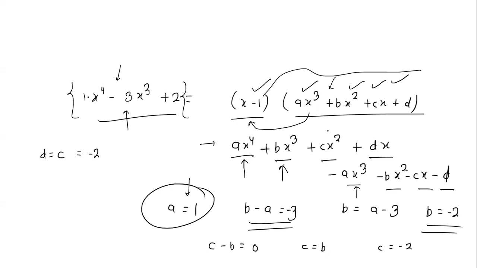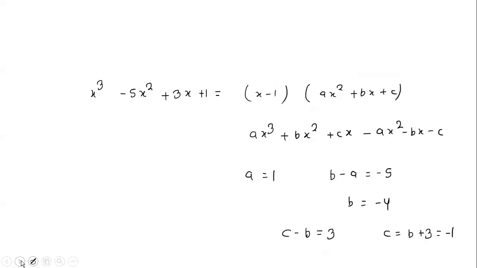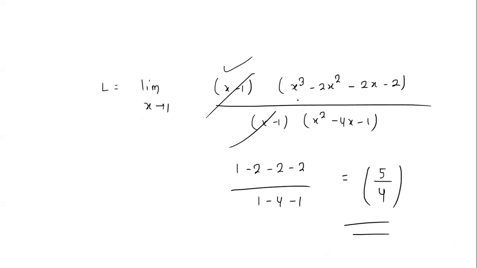Now if you see the quadratic x square term, like cx square and minus bx square, in the right hand side there is 0 times x square. So c minus b is 0, so c is equal to b, which is minus 2, so c is also minus 2. And the linear term is dx minus cx. Here it is 0 times x, so d is equal to c, which is minus 2, so d is also minus 2. So now we know all the values of a, b, c and d, so we can put them here, and it will come like x minus 1 times x cube minus 2x square minus 2x minus 2.